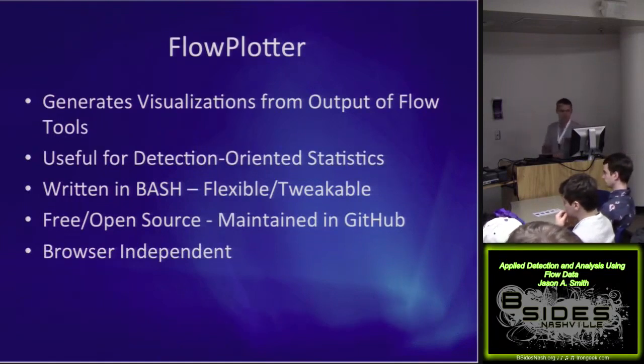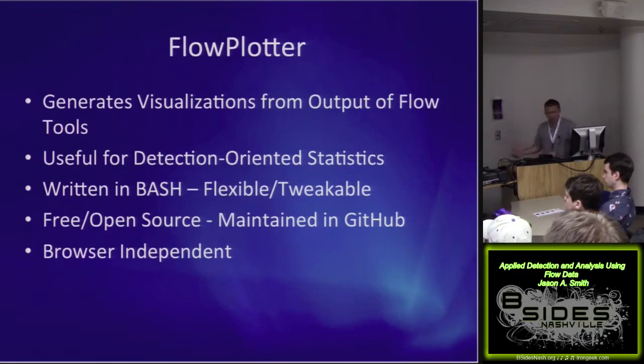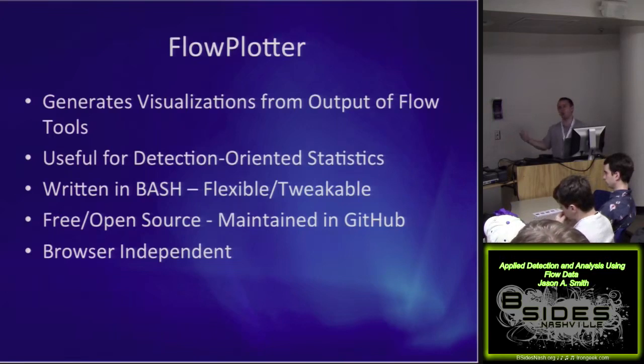It generates visualizations from the output of SiLK. SiLK uses all these piped outputs, and I made FlowPlotter such that it works the same way. So you might have that same exact filter, you just pipe it to FlowPlotter with some options, and you'll get a chart. And I'll show you some charts in a minute. It's written in Bash. It's probably kind of clunky because I wrote it, but it's very easy to tweak. It's very easy to add different things.